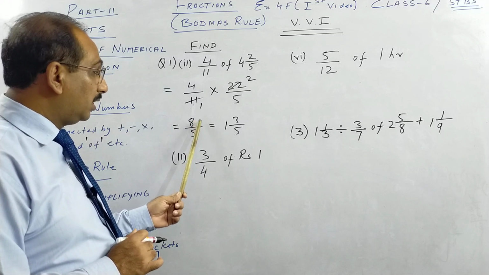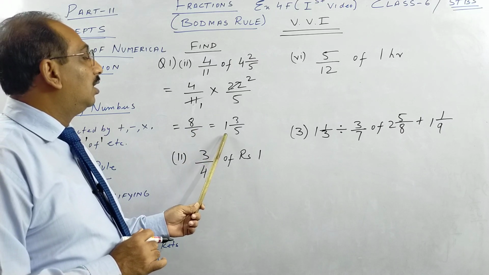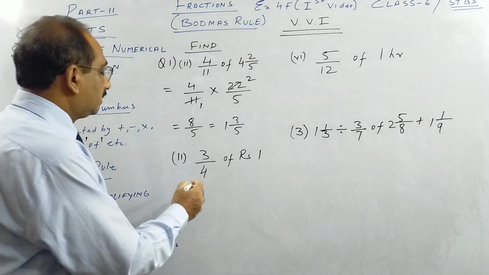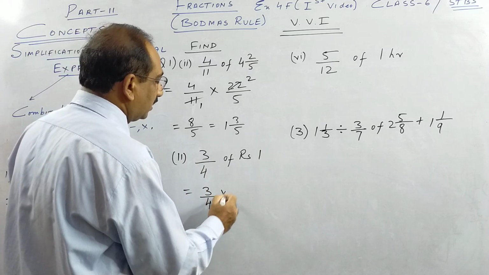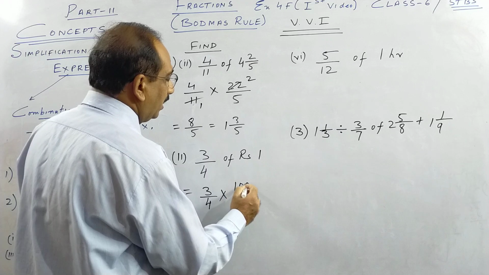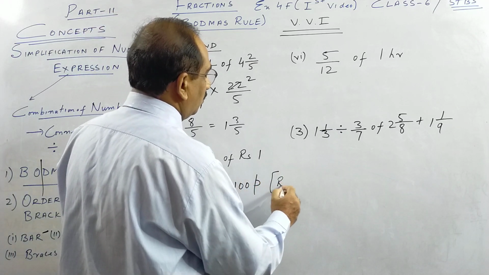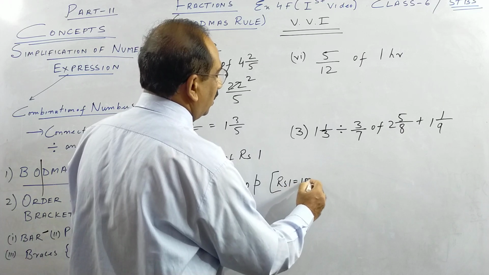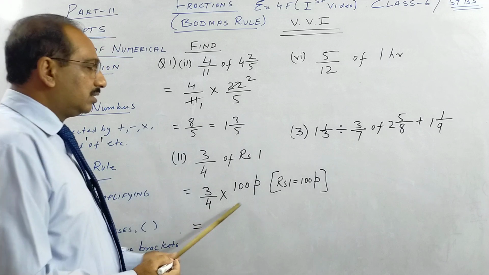Numerator equal to or greater than denominator, so we convert it to a mixed fraction. Next, if you see here, 3/4 of means into, and the rupee I converted to paise. As you know, 1 rupee is equal to 100 paise. Okay, why? We can cancel it.